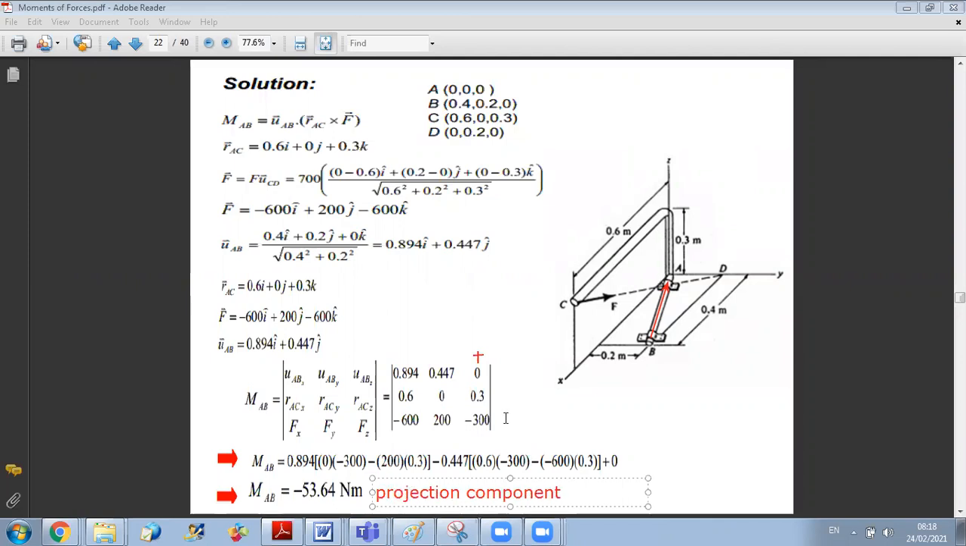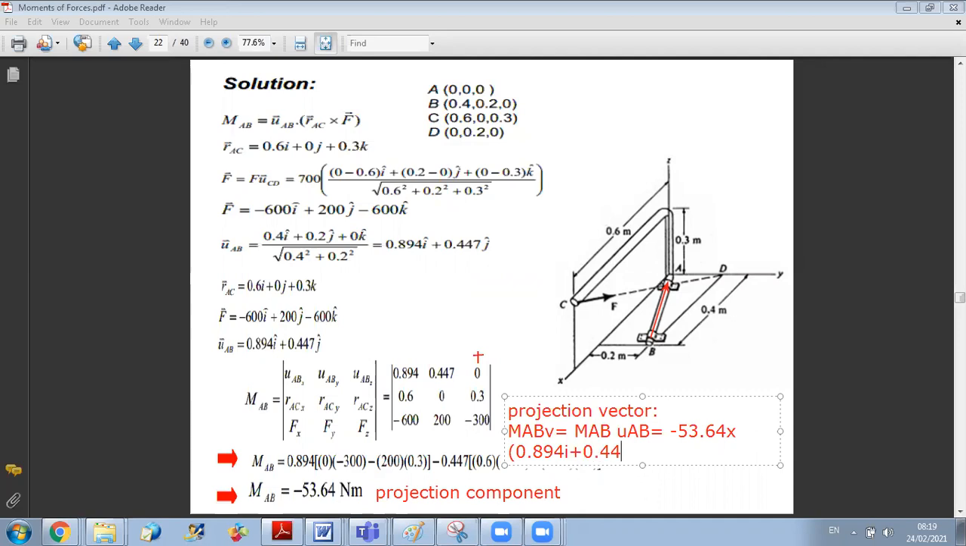So now, for the projection vector, how can I find it? What should I do? We add UAB. Yes, exactly. So we say that the MAB vector is equal to MAB projection times unit vector of AB. So it's equal here to minus 53.64 times, I just replace the unit vector components, so times 0.894 along I and plus 0.447 along J. I can do the expansion and find the IJ components of this vector. Any question on this problem?